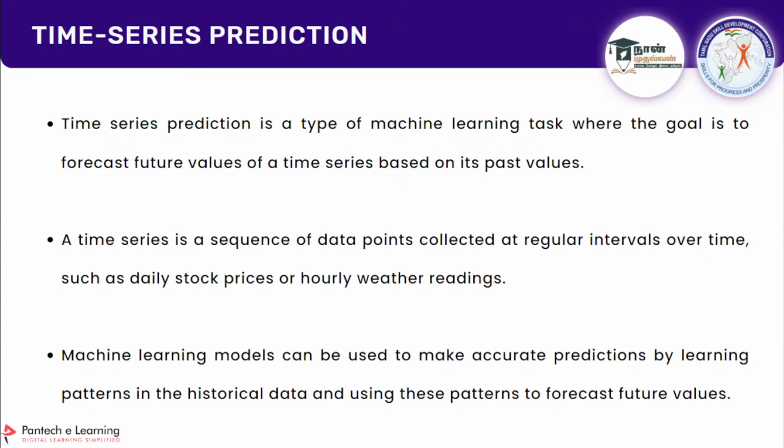Machine learning models can be used to make accurate predictions by learning patterns in the historical data. We will already have some data, and with that we are going to forecast the future value. These kinds of problems and data in data science are called time series prediction or forecasting. Is it clear with the introduction part?